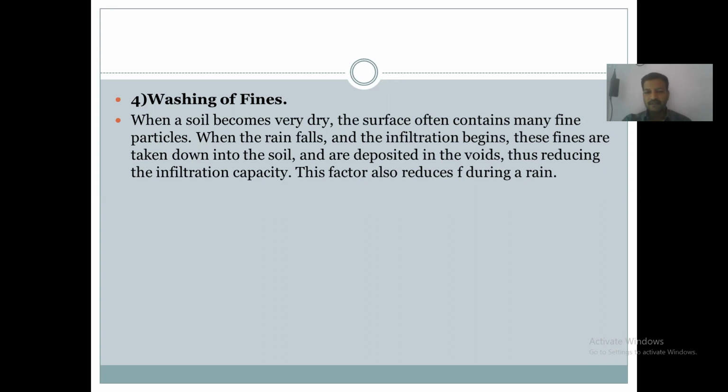Initially, when rainfall starts and the soil is dry, those fine particles get washed out and deposited in the voids of the soil, by which there will be a reduction in the infiltration capacity. So the infiltration capacity will decrease.